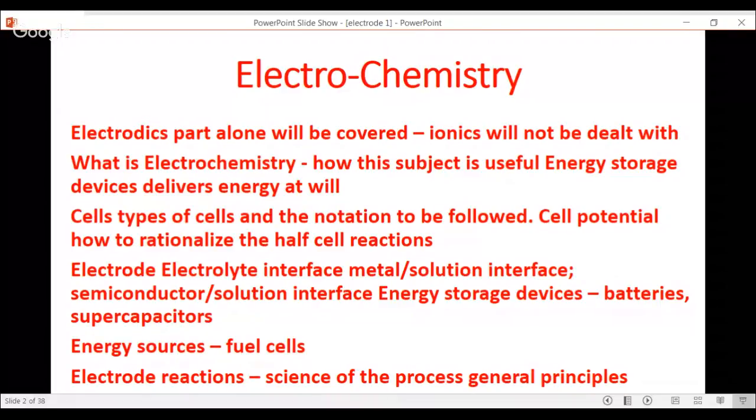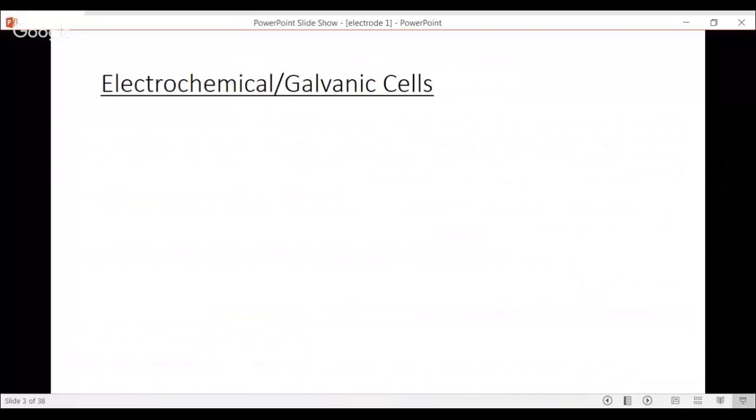Now, when we take the electrode reactions, we will see later on that they are governed by certain laws. These go by the names of the Butler-Volmer equation, Tafel equation, and all those things. These are general principles applicable for all electrochemical processes. We will be dealing with them also.